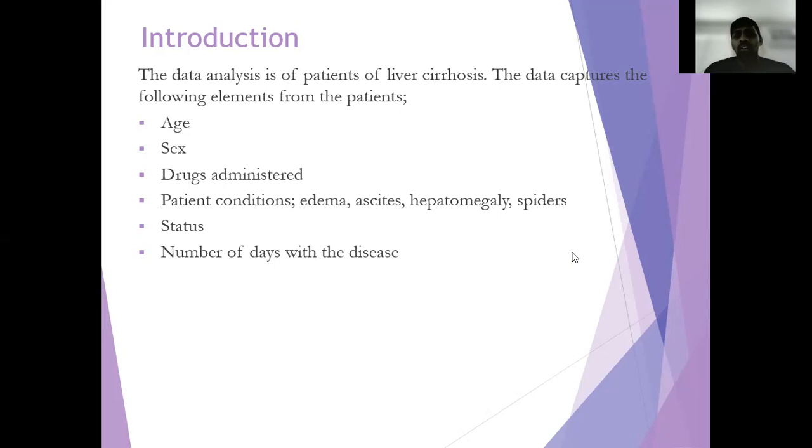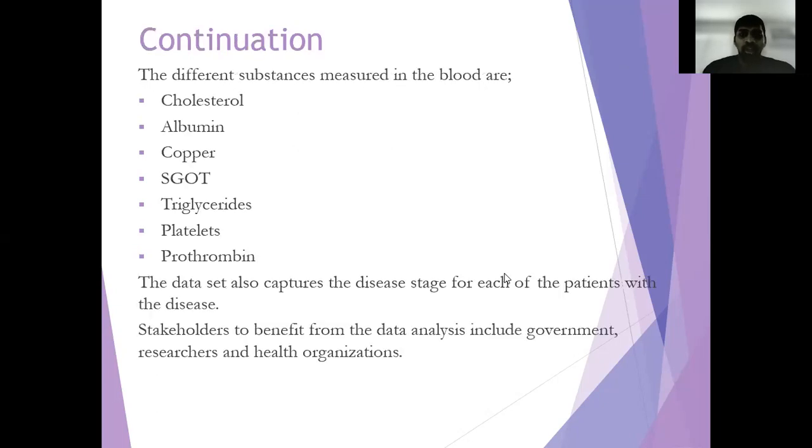And also there are some of the things which we have mentioned in this list, so let me explain that as well. The different substances measured in the blood are cholesterol, albumin, copper, SGOT, triglycerides, platelets, and prothrombin.